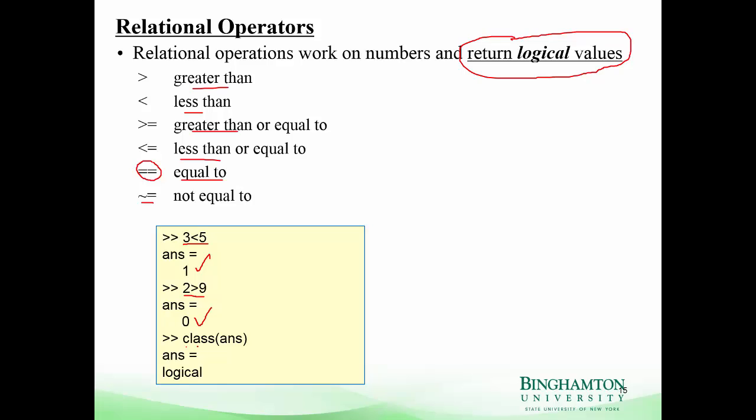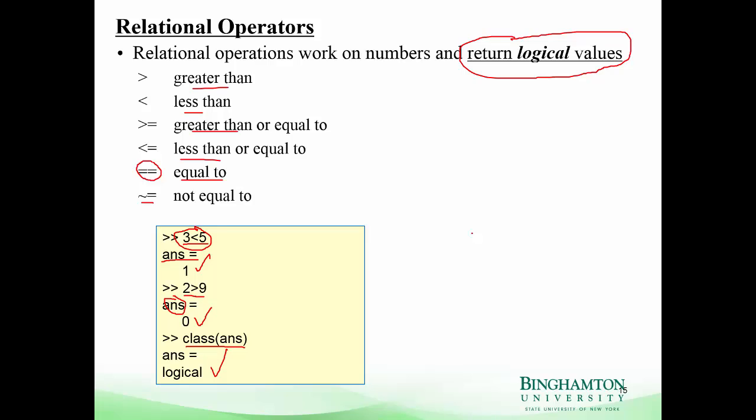And if we use the command class, we can test the type of variable that we're getting returned. And we see that it is logical. Equivalently, we could have run the whos command and we would have gotten a list of our variables, and at this point we would have had a variable called ans, which is the default variable. If you don't assign something to a variable, it automatically gets assigned to the variable ans, which stands for answer.